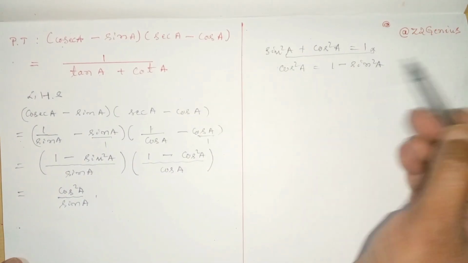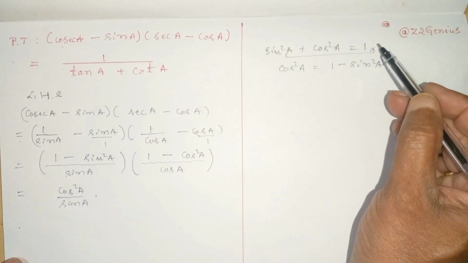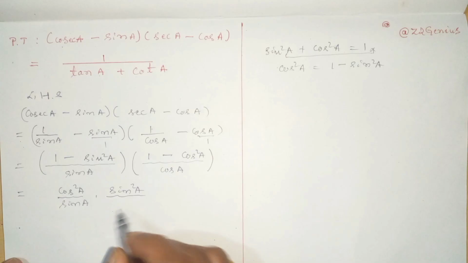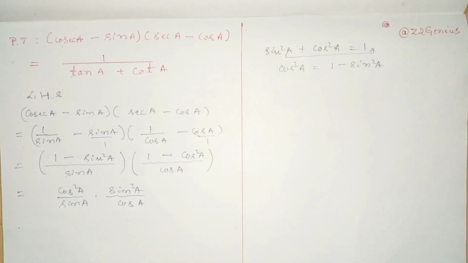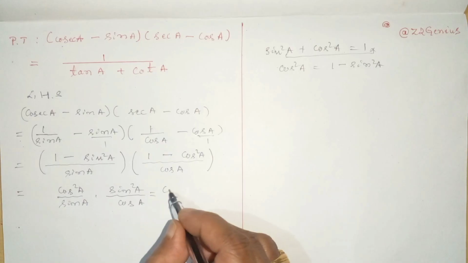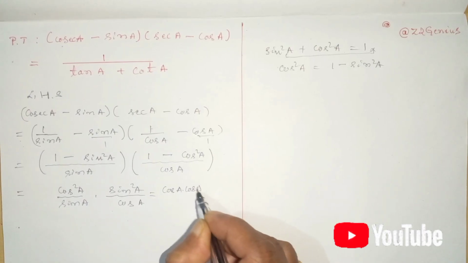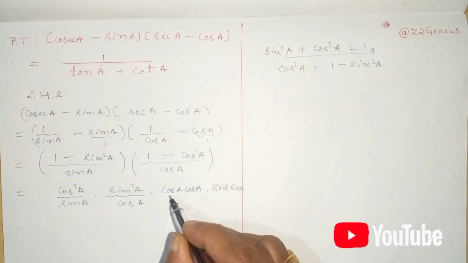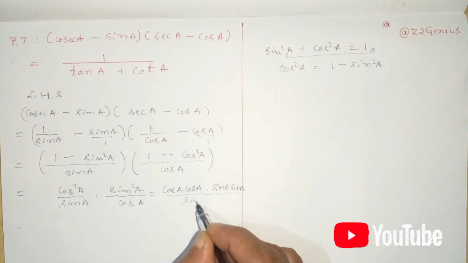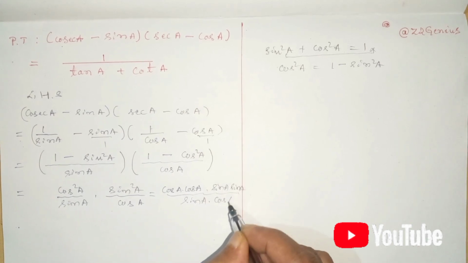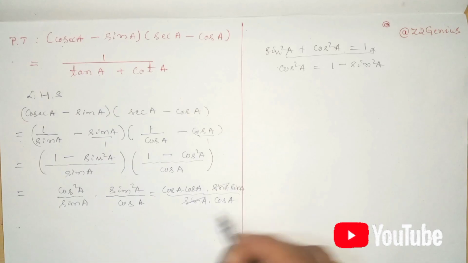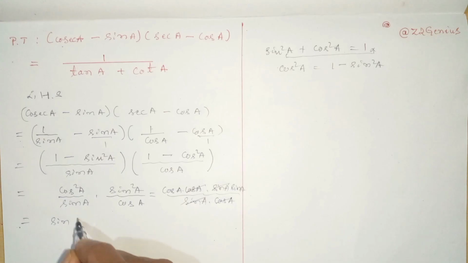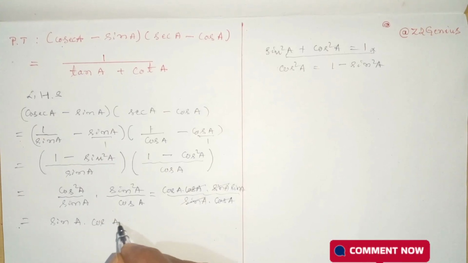Here also, transfer that cos square A, so 1 minus cos square A is sin square A. In place of that I can write sin square A divided by cos A. Here I want to write cos square A as cos A into cos A, and sin square A as sin A into sin A, divided by sin A into cos A. Here we cancel sin A, sin A, cos A, cos A. What is left? You are getting sin A into cos A.